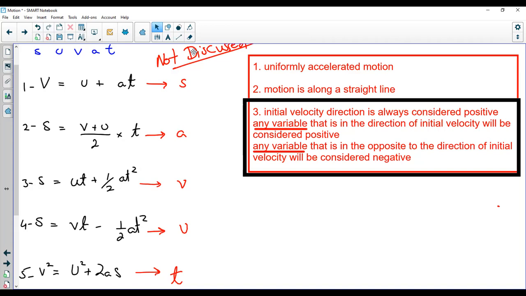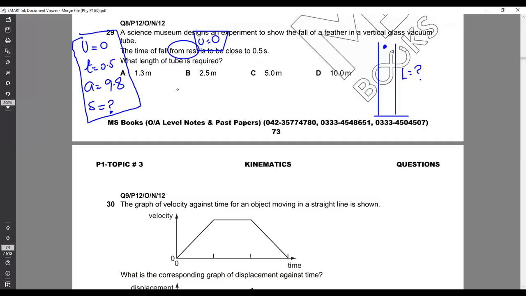The third equation is the right one. S is equal to ut plus half at square. So use this equation. That's the trick to check which equation to be used. So you will use this equation for this data. S is equal to ut plus half at square. Check out what answer you get.